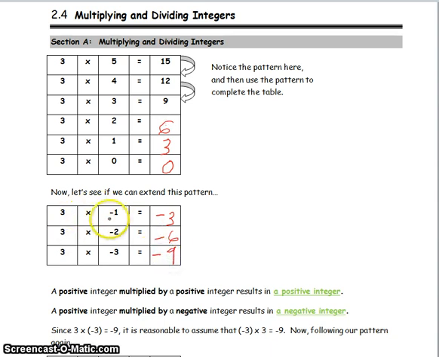Now when we multiply this, 3 times negative 1 is negative 3, 3 times negative 2 is negative 6, and 3 times negative 3 is negative 9. Now, let's take a look at these definitions. A positive integer multiplied by a positive integer results in a positive integer. A positive integer multiplied by a negative integer results in a negative integer. Since 3 times negative 3 is negative 9, it is reasonable to assume that negative 3 times 3 also equals negative 9.